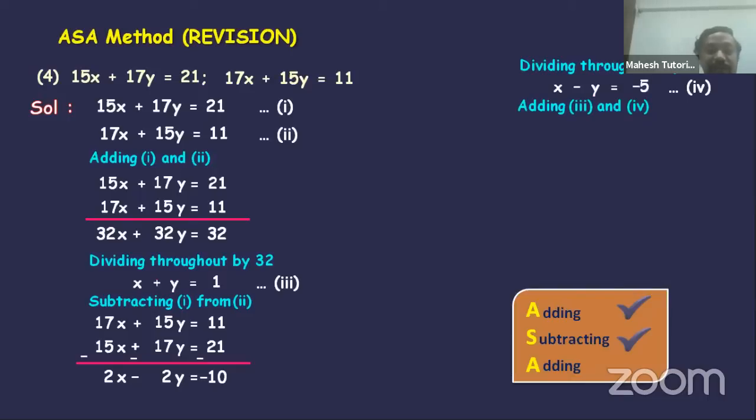So adding equation 3 and 4, equation 3, that is x plus y is equal to 1, and equation number 4, that is x minus y is equal to minus 5. So now let us add both the equations. Okay. Now students, adding both the equations.